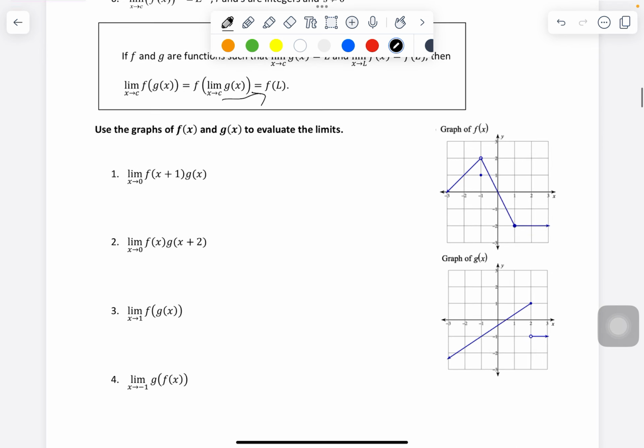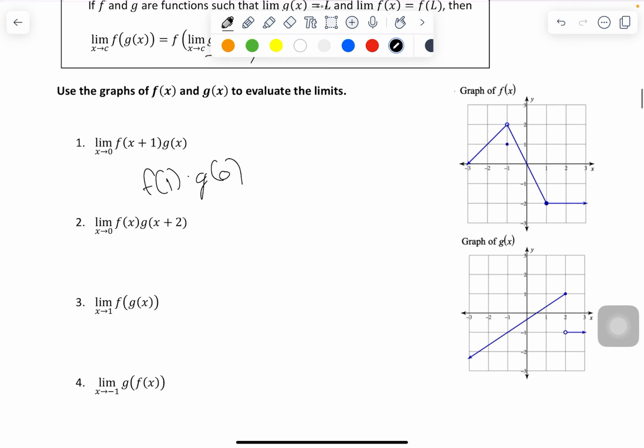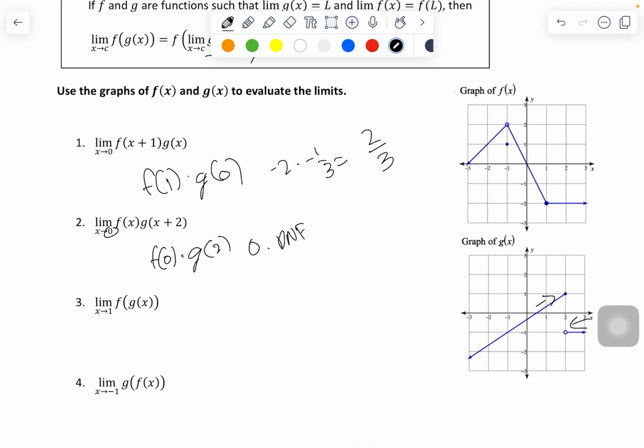Okay, so first, limit as x approaches 0, so it would be f of 1 times g of 0, but remember it's approaching these values, so it's not actually them. So f of 1 is -2, and g of 0 looks to be about -1/3, something like that. And then as it's approaching that value, so f of 0 once again is 0, and then we can see here that since limit of g is approaching two different values, it doesn't exist.